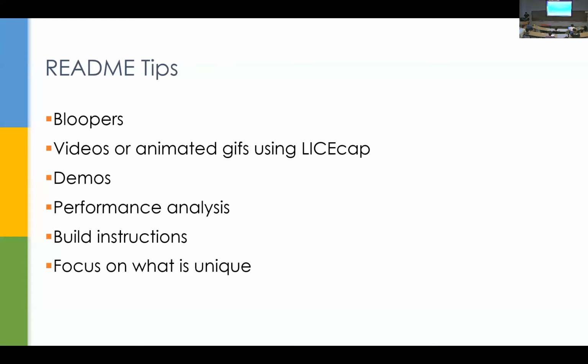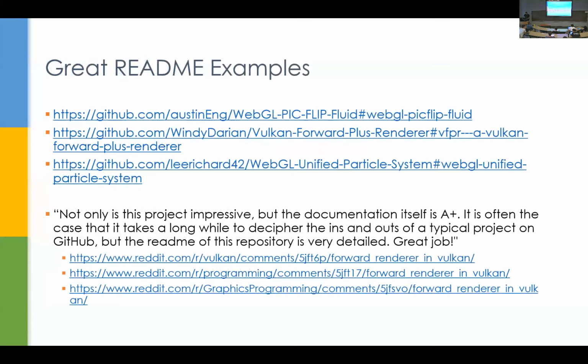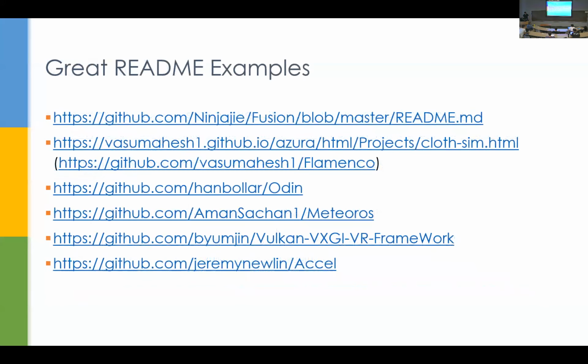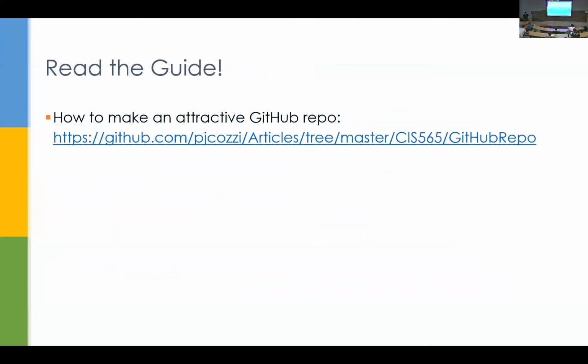So those are some tips, and then I have a few more. I mentioned in the last class that it's okay to look at readings and stuff for inspiration. So here are a few that I've linked out. You should definitely take a look whenever you have time or are working on your README. This is a README from Patrick Cozzi, who used to teach this class before me, about how to make an attractive GitHub repo, how to make it clean and all that. So be sure to read this.